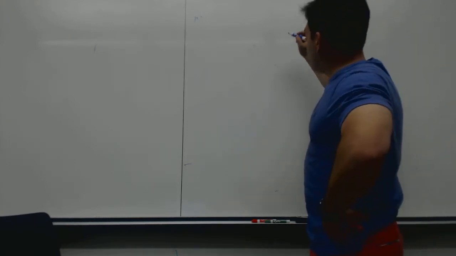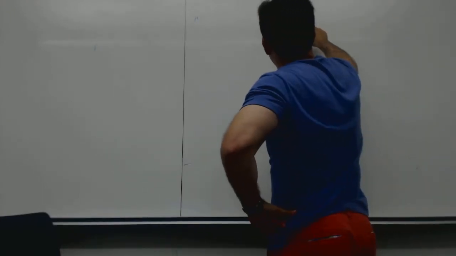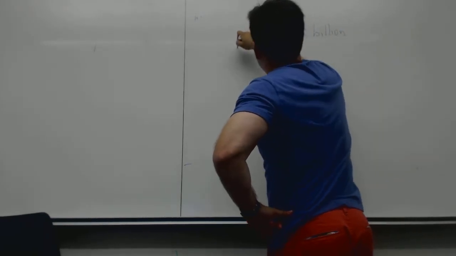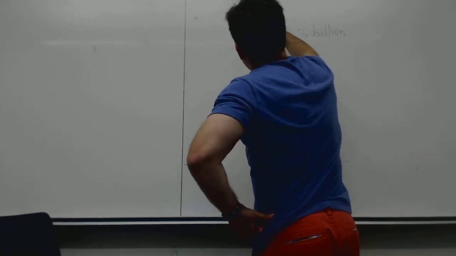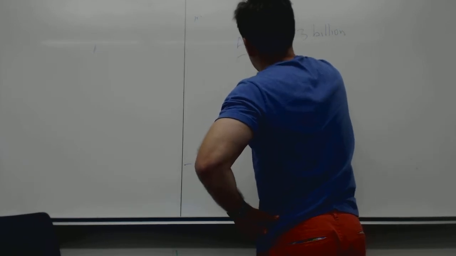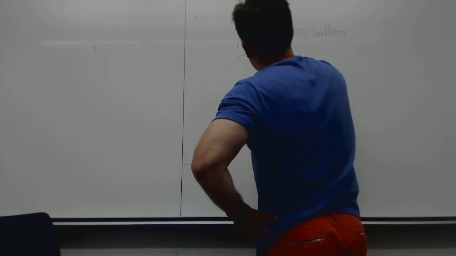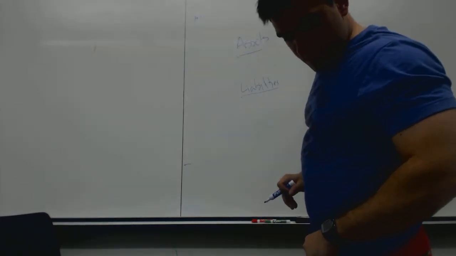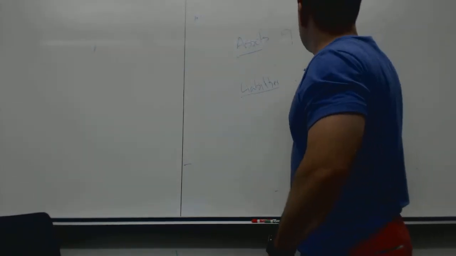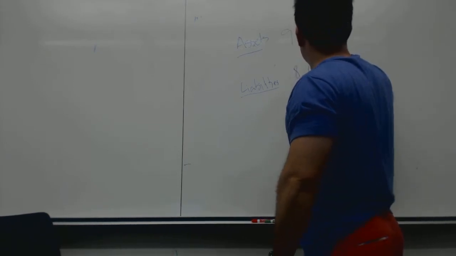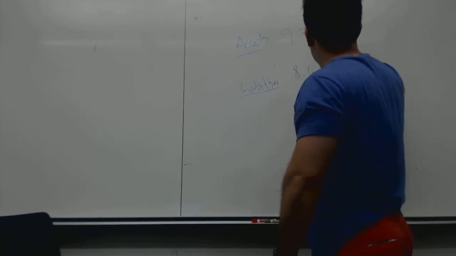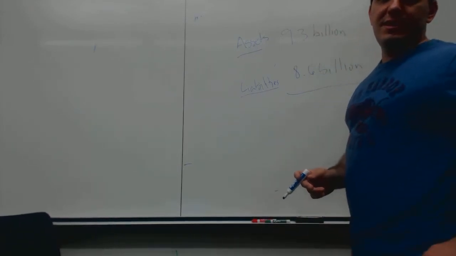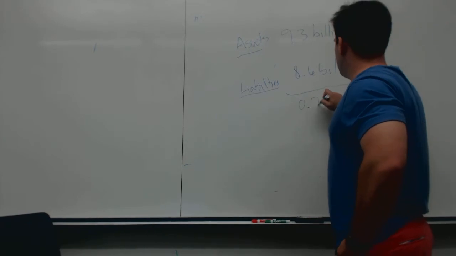that are worth 9.3 billion. And we have liabilities that are worth 8.6 billion. And that assets minus liabilities gives us the equity of 0.7.